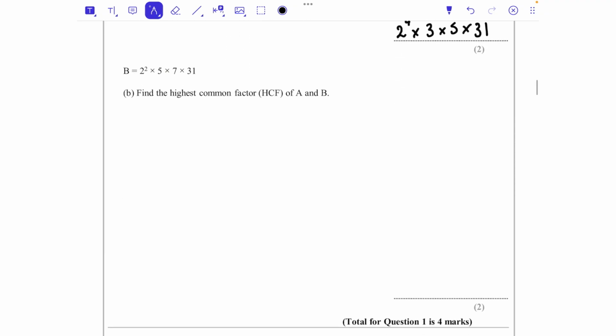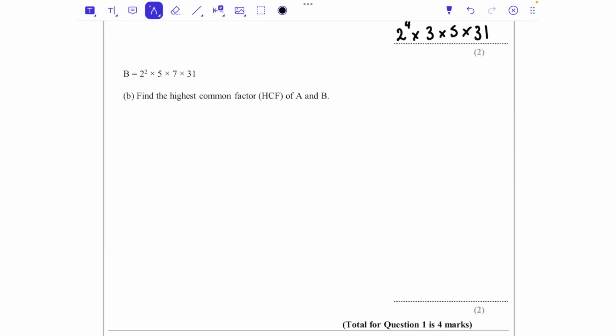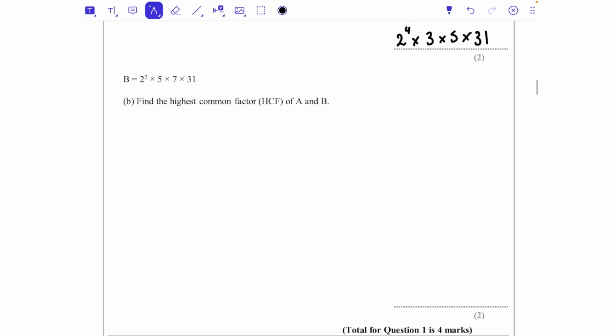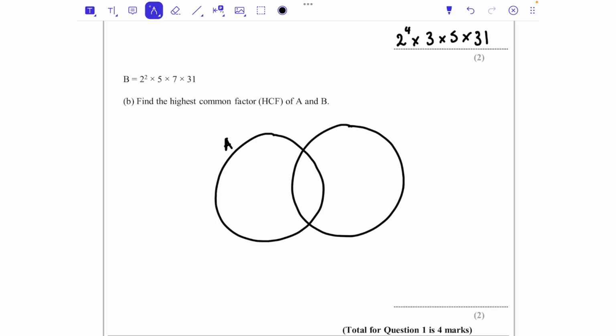Okay, question B. We've got 2 squared times 5 times 7 times 31, and we need to find the highest common factor. Now we would do that by using a Venn diagram. So I'm going to do a circle for A, and a circle for B. A we've already got up here, this is our A, and B we've got here. Now if it has both numbers, we can put it in the middle. So if this one's got 2 squared and this one's got 2 to the power of 4, we can put 2 squared in the middle, because that's what's in both.